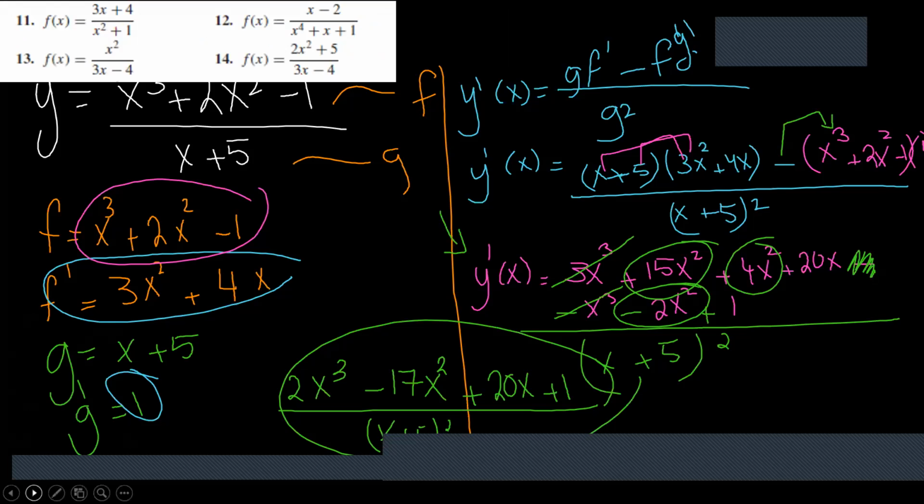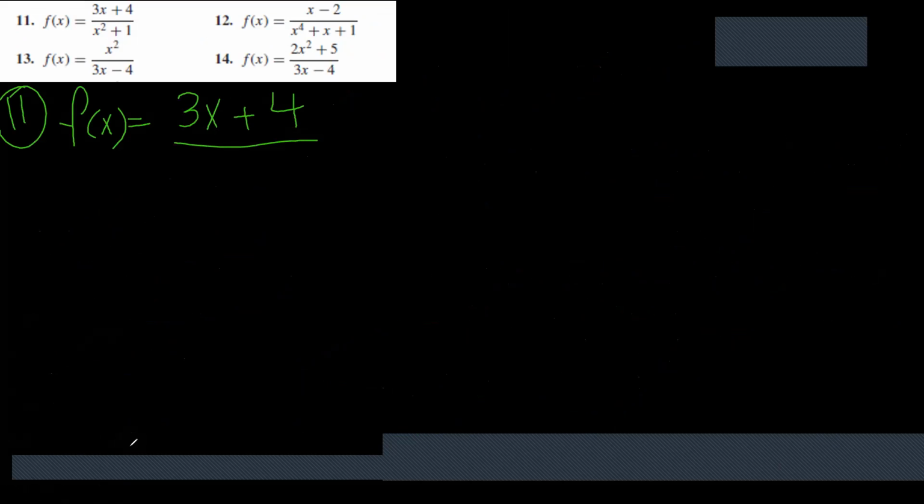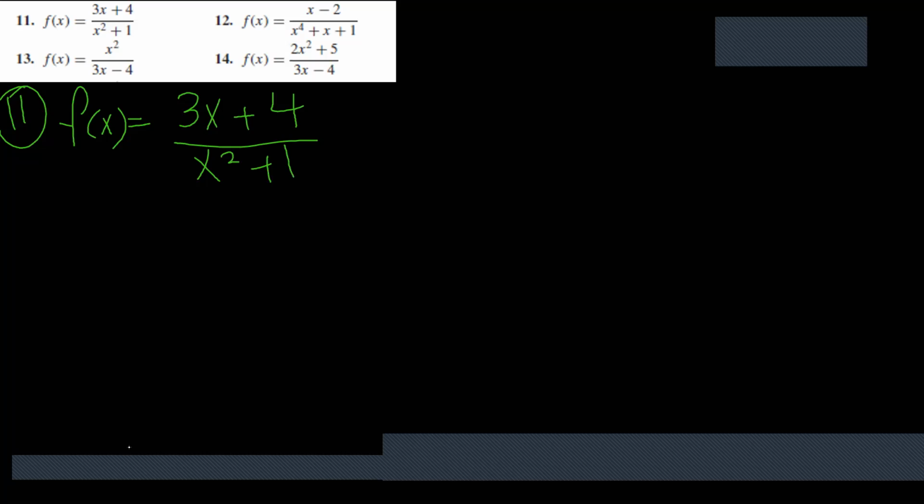Okay. Let's do now some examples to be more clear for you. Let's start now with number 11. In number 11 here, we have f of x equal 3x plus 4 over x squared plus 1. As we did in the first step, I want now to name, but f here is written, so let's name this as g, and this as h.